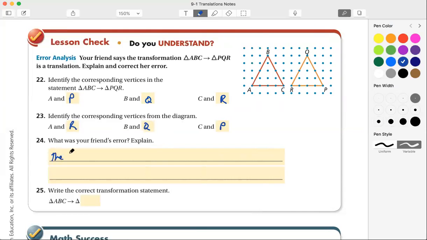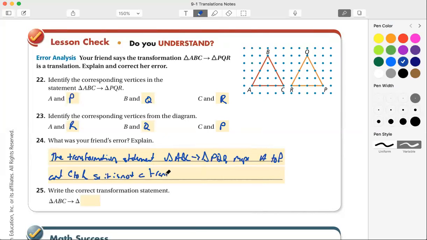The transformation statement, triangle ABC is mapped to triangle PQR, maps A to P and C to R. So it is not a translation. What I should have done is triangle ABC gets mapped to triangle RQP. Oops, RQP.